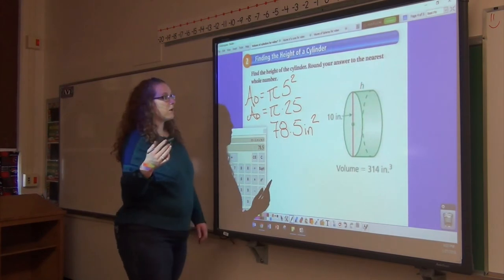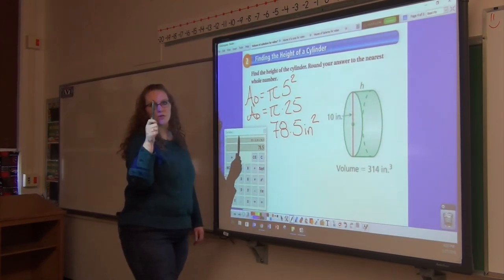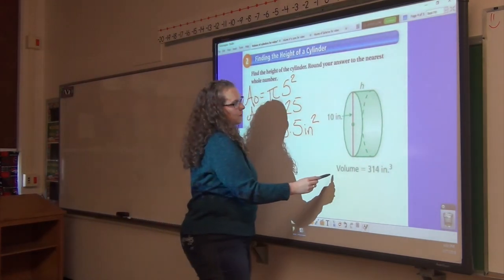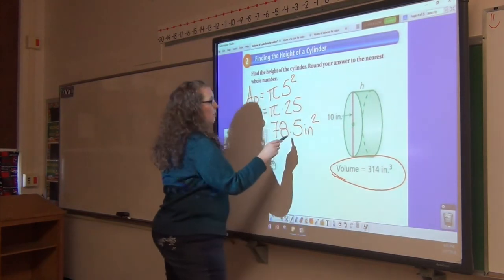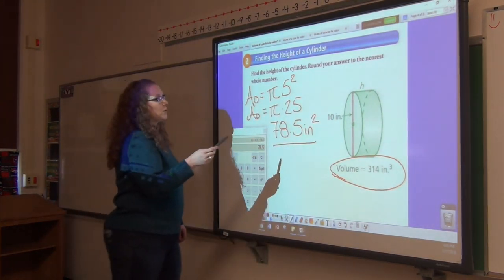But we want to find the volume. We already have our volume. We really should read the instructions. Read your instructions first. All right, it says find the height. So if I have my volume, and now I know what my base is, still would have had to do this, had to know what my base is. I need to divide here.